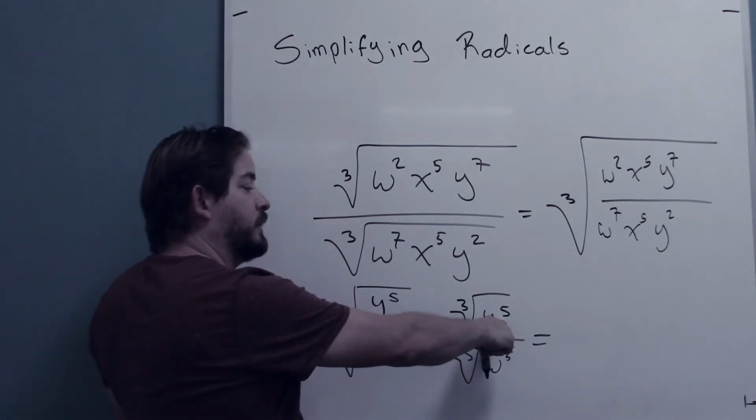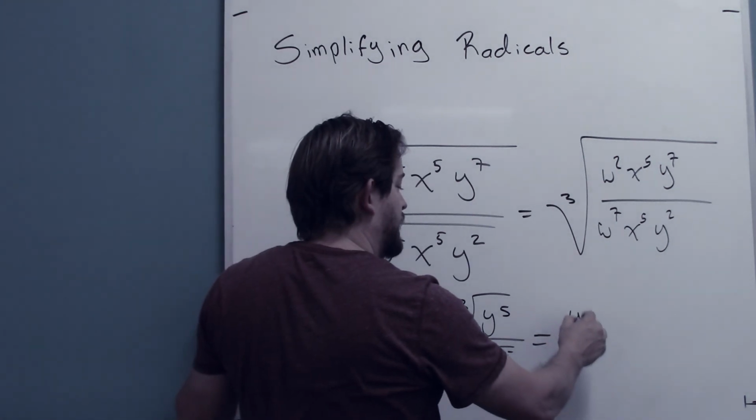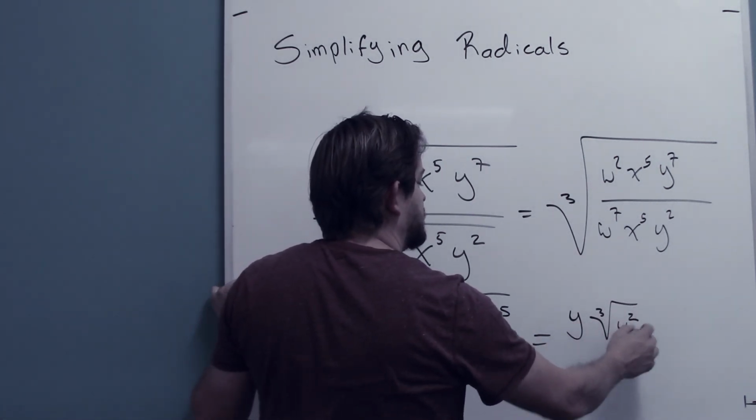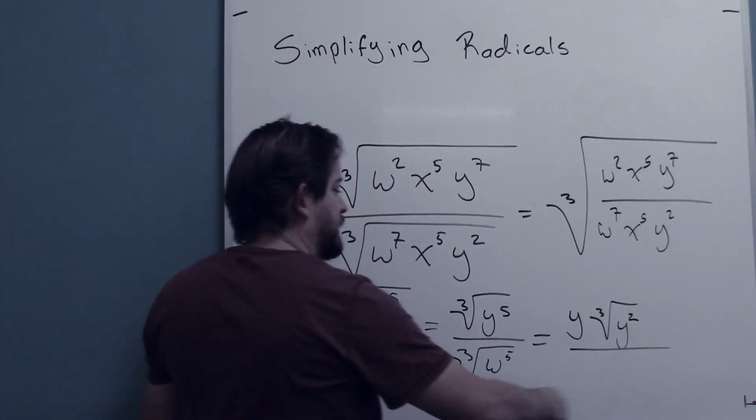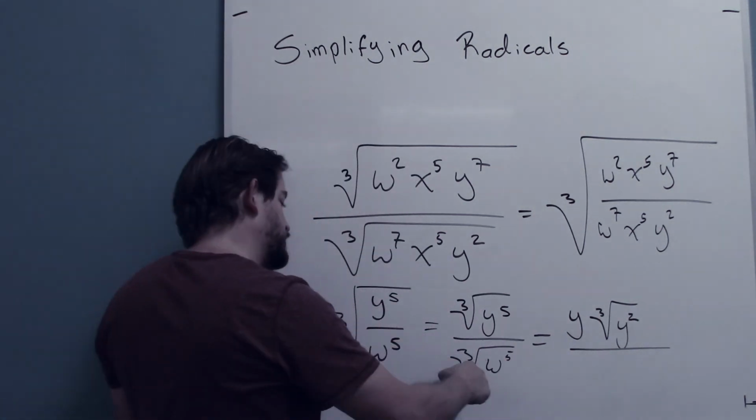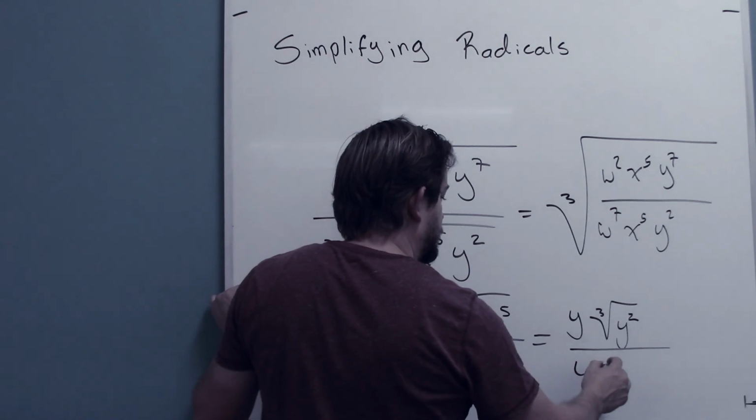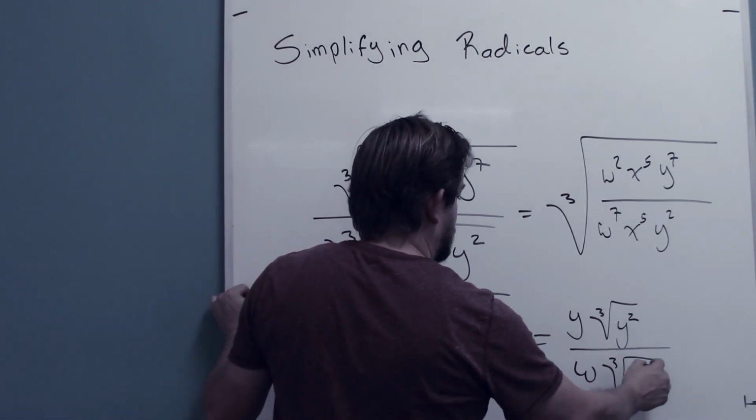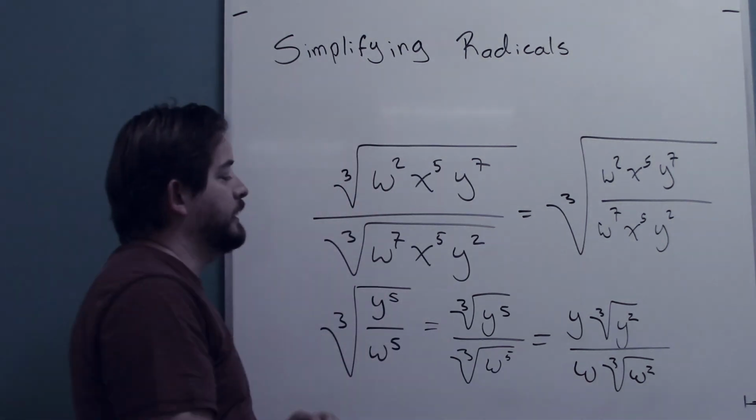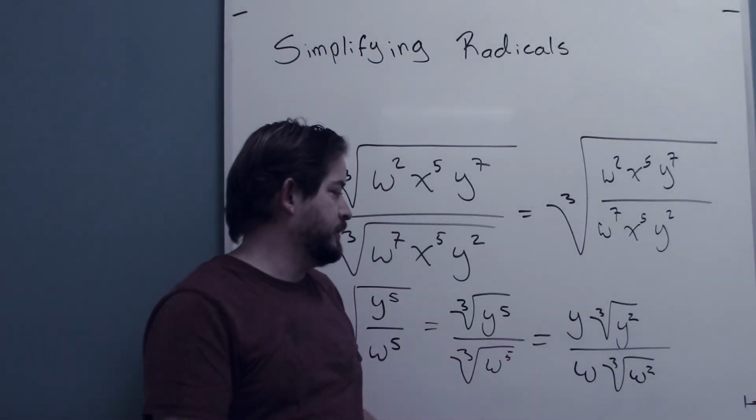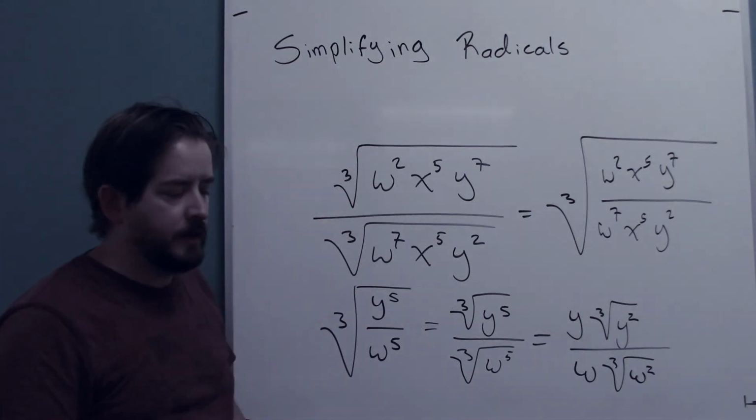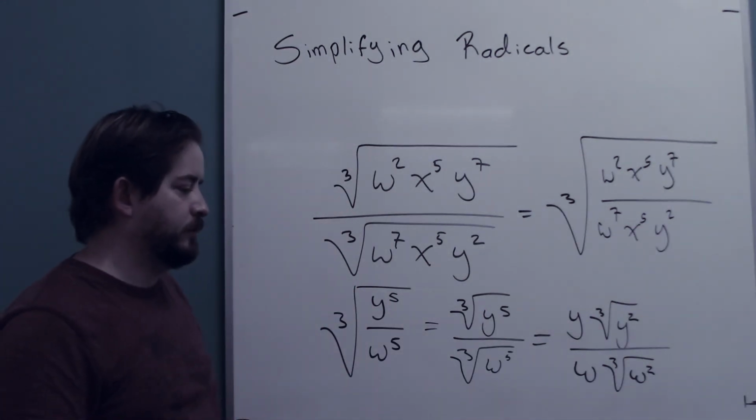Y to the 5th is one group of 3, so that's a y that pulls out. But I have 2 left over, so y squared stays. And likewise with the w to the 5th, it's one group of 3, so I have a w that pulls out and 2 that stay. Okay. And I can write this as it's written here, or I could write the cube roots as one cube root. It doesn't really matter. Either one of those would be fine.